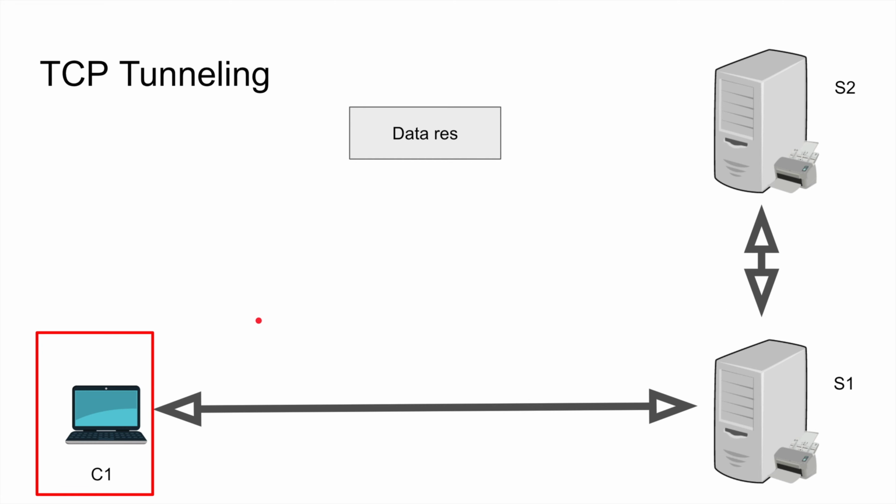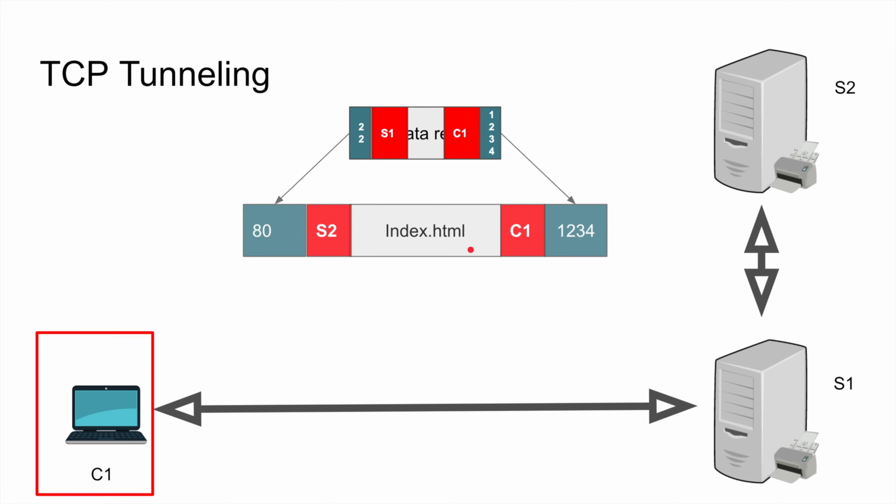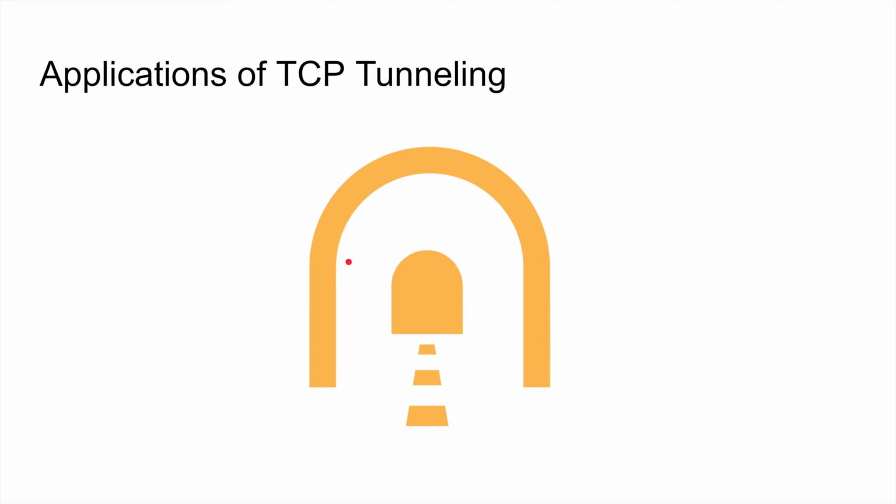And then the client receives the data response. What is in it for me? It opens it up and says, oh, yep, that's what I want. That's an index.html. Yeah, this is me, C1, that's me. This too is coming. Nice. And it got back the index.html. So that's how essentially TCP tunneling works, guys.